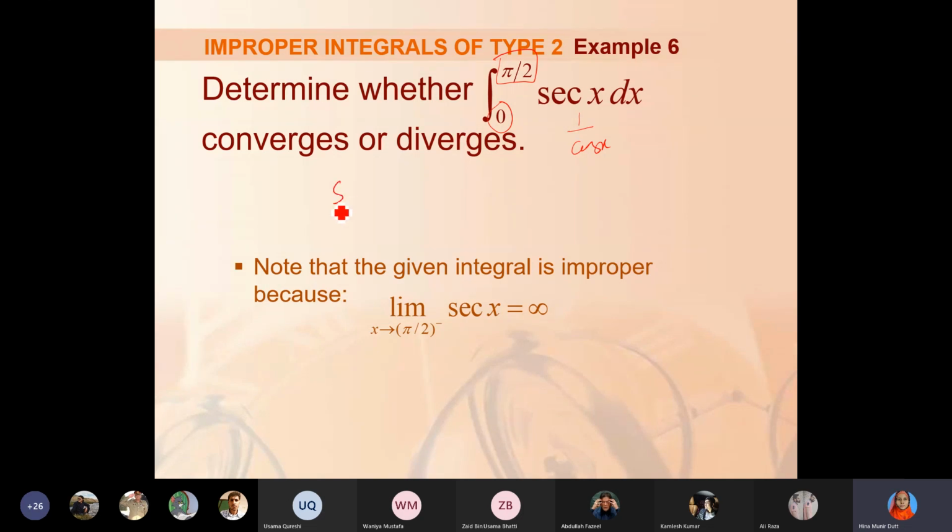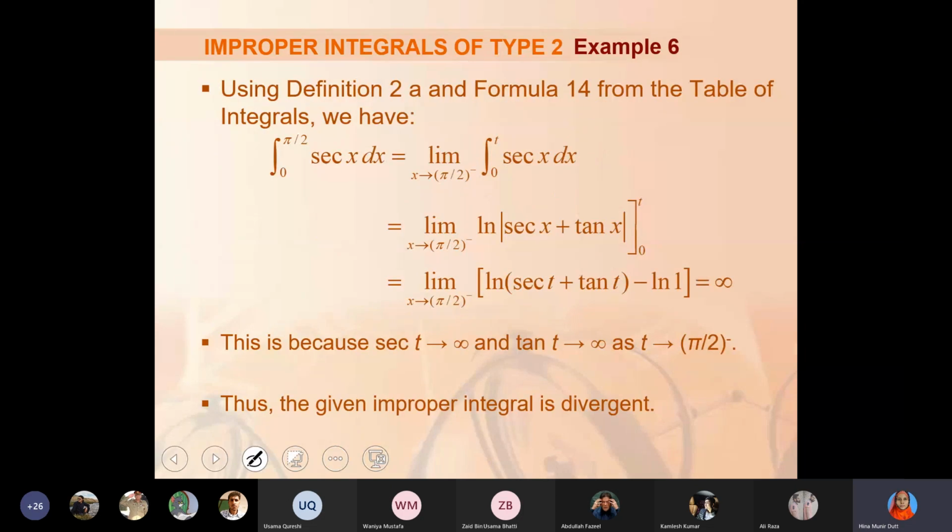So I will break this interval 0 to pi by 2. I will replace this pi by 2 with t, where t approaches pi by 2 from the left side. And then I will evaluate the integral of secant of x. This is t, not x. The integral of secant of x is ln of secant x plus tan x, and the limits of integration are t and 0. Putting in the limits, I will get this answer.